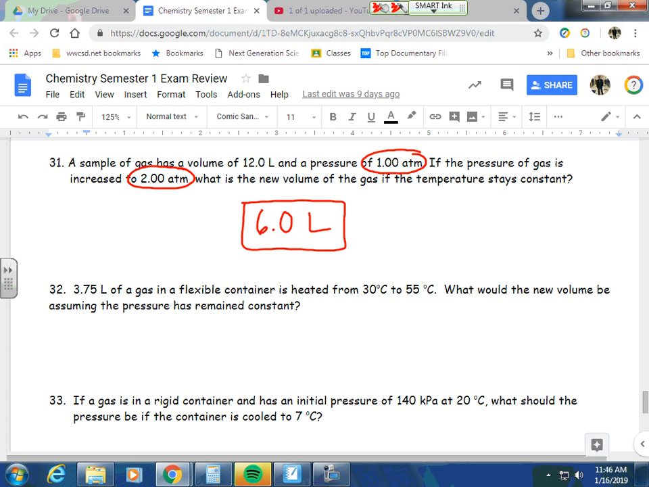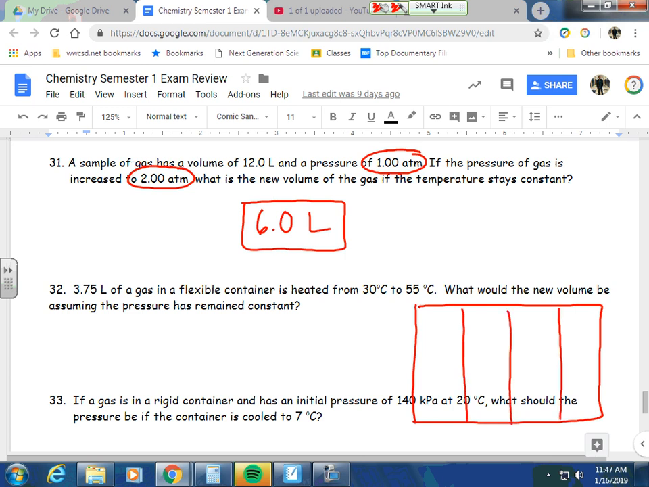All right, 32. 3.75 liters of a gas in a flexible container, so the volume can change, is heated from 30 to 55. What would the new volume be, assuming the pressure has remained constant? So in this one, we are going to ignore the pressure. Does it change in any certain factor that makes sense? Not really. So I got my pressure, temperature, volume, my amount, my ICE chart here.